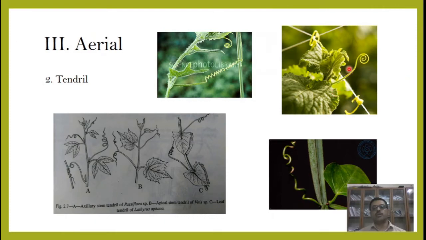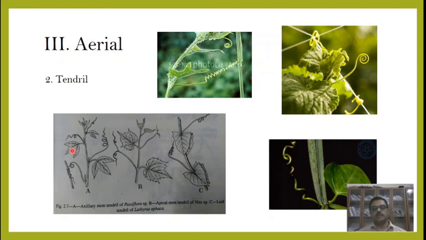Tendril is a slender coiled stem modification produced from the terminal or axillary buds. Tendrils are found in weak stemmed plants which are called climbers. So these plants have stems that are not strong enough to be upright. So they give off tendrils, and these coiled structures, on coming in contact with the support, coil around the support and hold this weak stem upright.